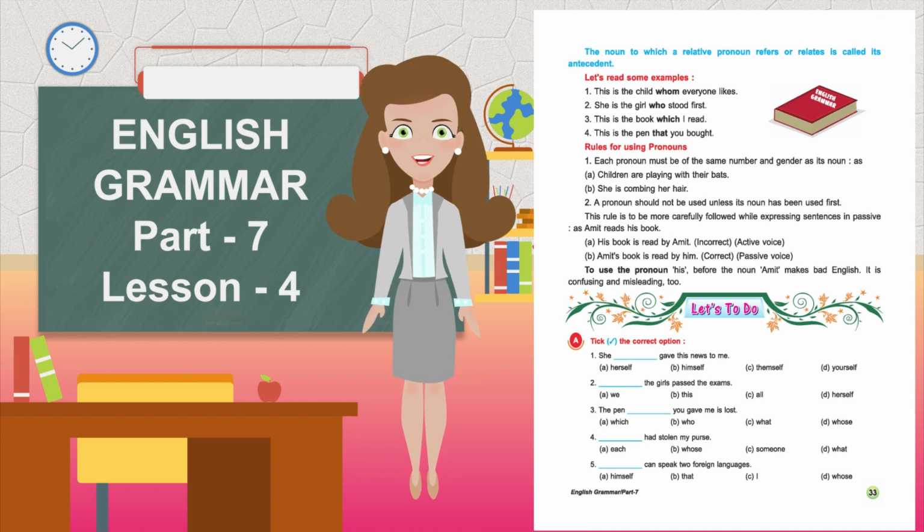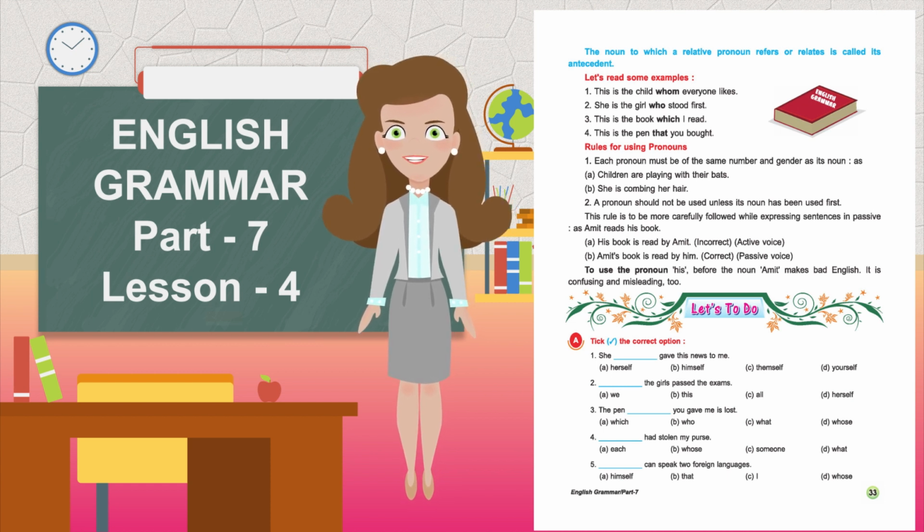Rules of using pronouns. First, each pronoun must be of the same number and gender as its noun. As: A. Children are playing with their bags. B. She is combing her hair.